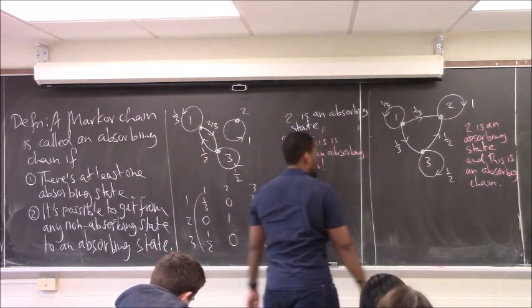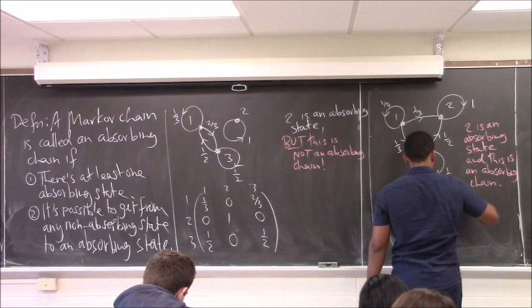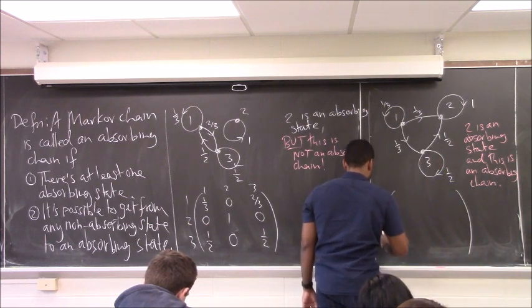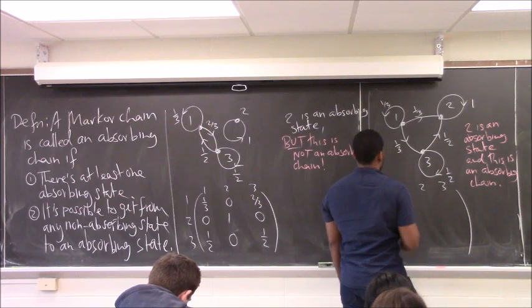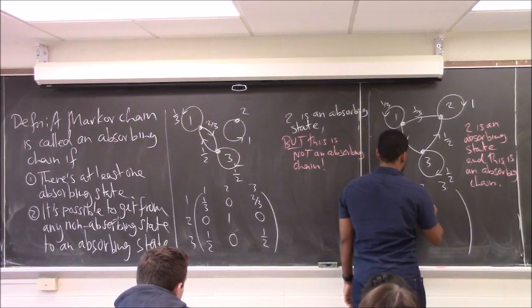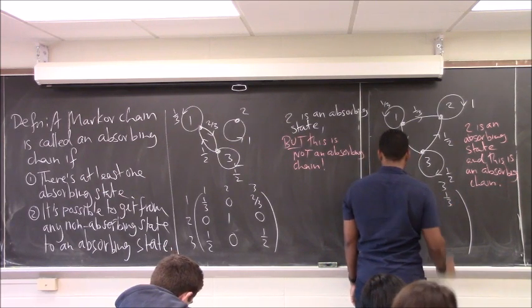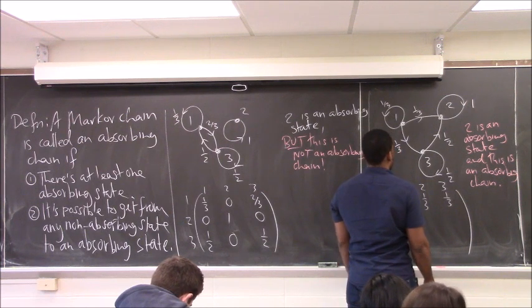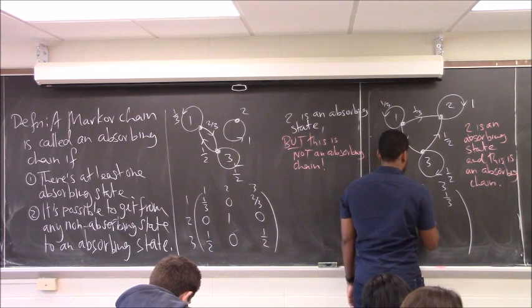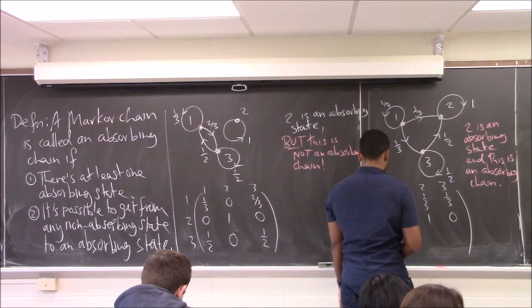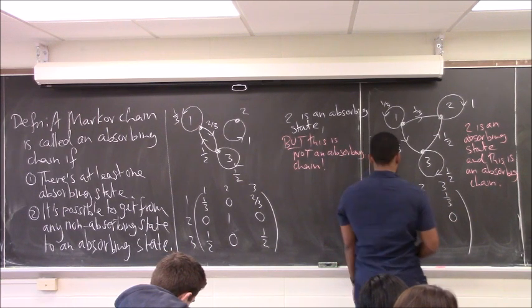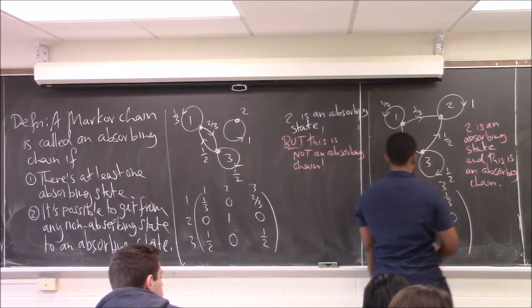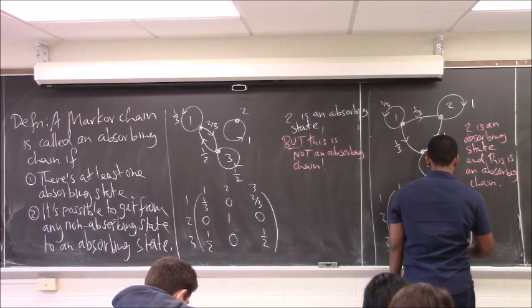This is what this guy is going to look like if you draw his transition matrix. 1 goes to 1 with a third, goes to 2 with a third, goes to 3 with a third. 2 goes to itself with probability 1. 3 goes to 1 none of the time, goes to 2 half of the time, goes to itself half of the time.